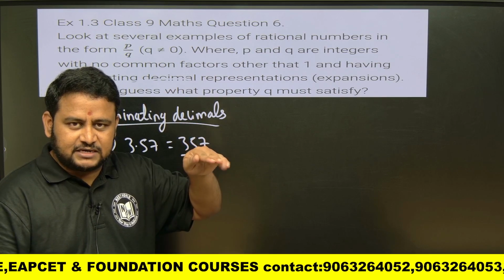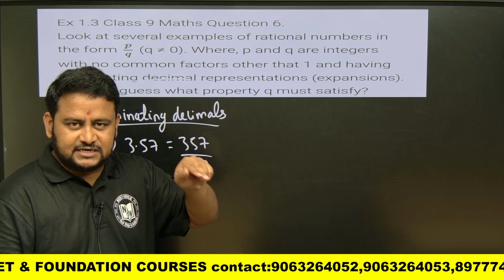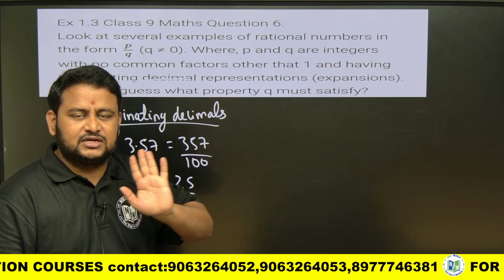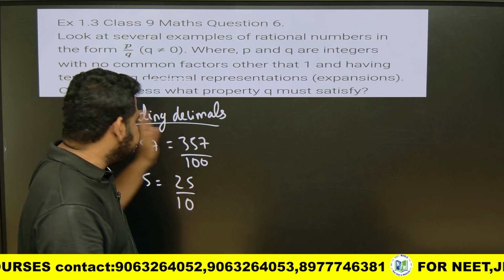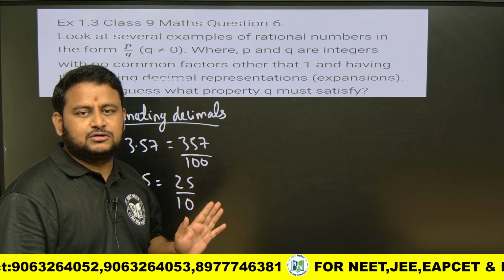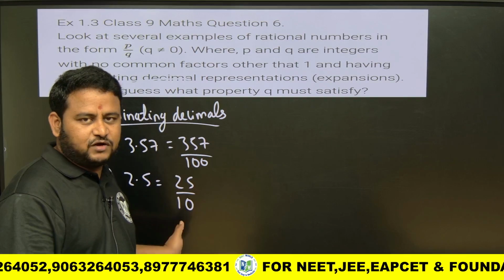If one digit has a bar written, you will have one 9. On two digits with a bar, you will have two 9s in the denominator. On three digits with a bar, you will have three 9s in the denominator. Now, when it comes to terminating decimals, after the decimal point, how many digits are there? You will have that many zeros: 1 followed by those many zeros.